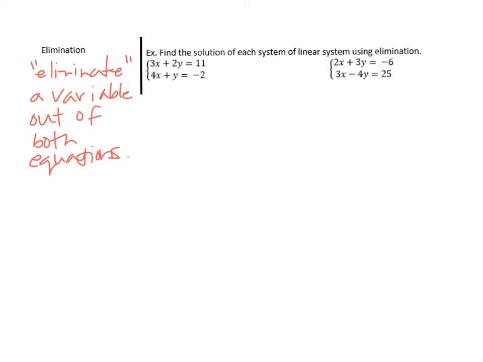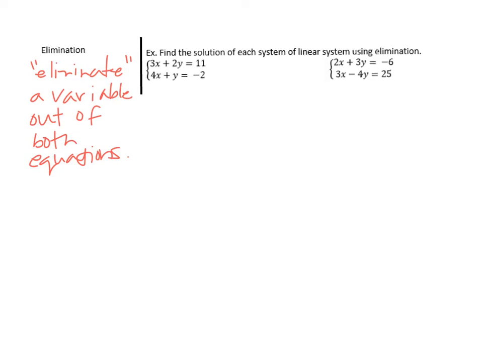So when we look at the examples at the right, you first want to decide which variable would be easiest to eliminate completely, and then you may have to change one or both of your equations. Let's look at the first one. 3x plus 2y is equal to 11, and 4x plus 1y is equal to negative 2.